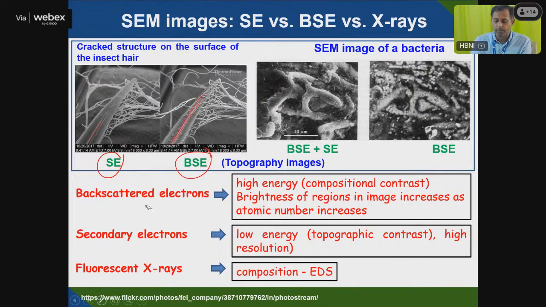And similarly, if you combine both backscatter and secondary electron, or you have only backscatter, you can see the broken structure with backscatter. Combining both, you can get both topographic as well as morphological images. That means the backscatter electron gives compositional contrast, and the secondary electron gives topographic contrast, a topographic image, and you have fluorescent X-ray, with which you can get composition analysis.